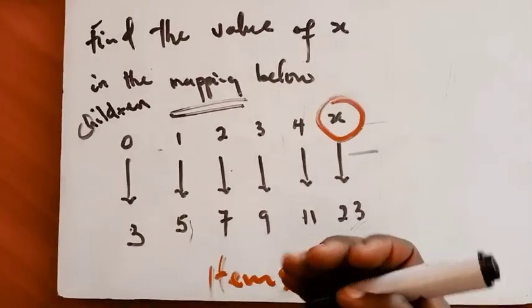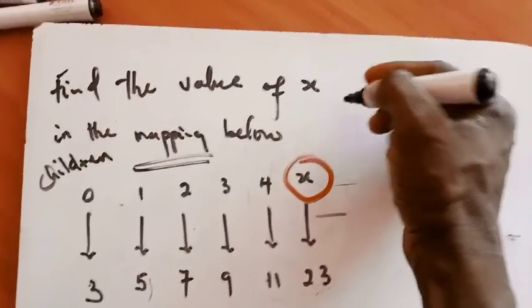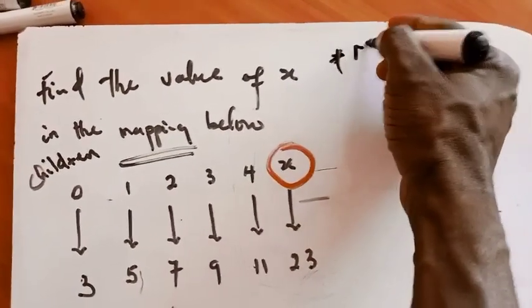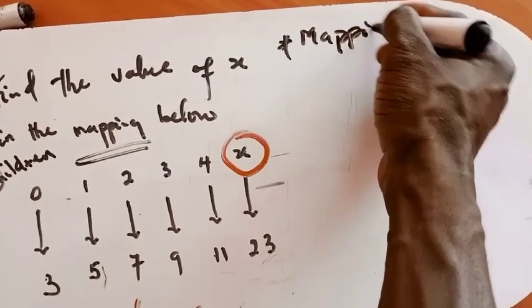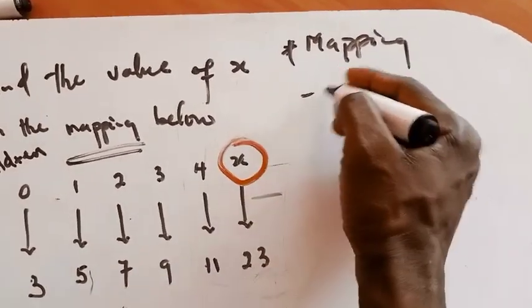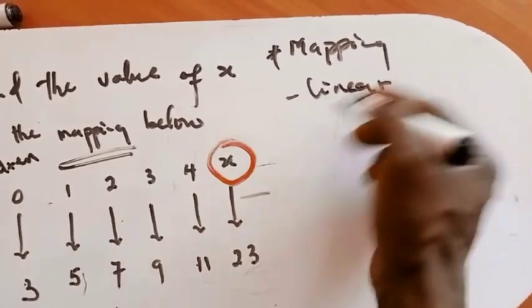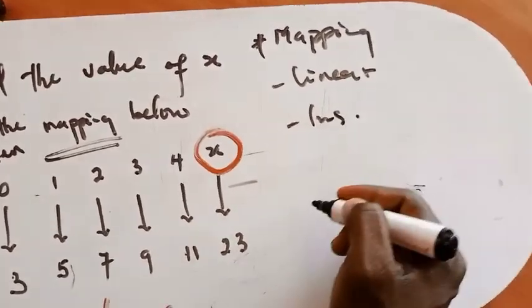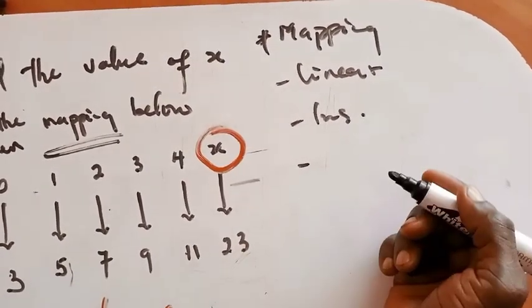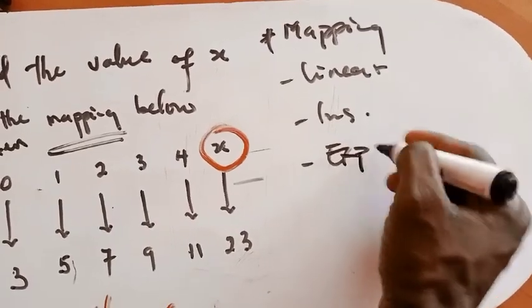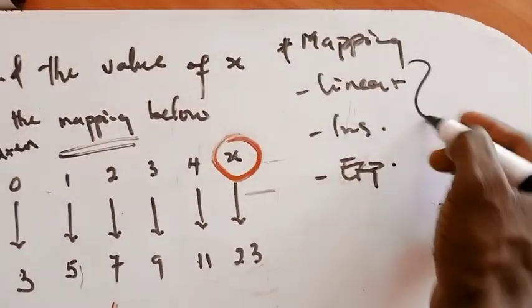In order to solve that problem, you need to know the types of mapping that we have. One is the linear, then by inspection, and then the exponential. I believe you have come across this before.